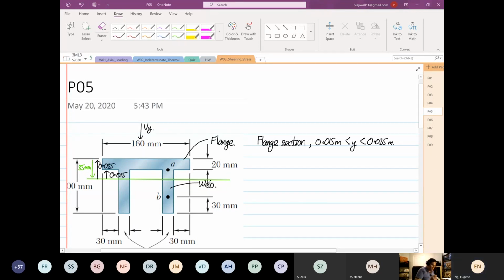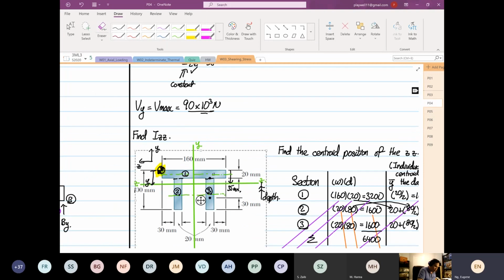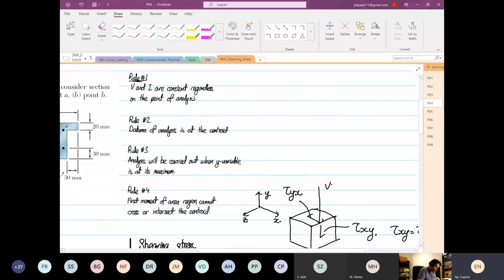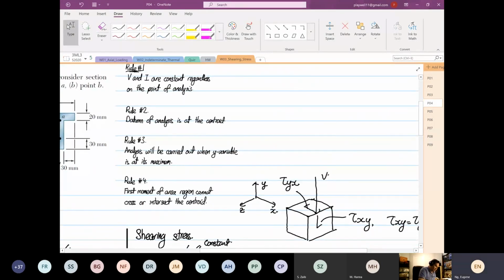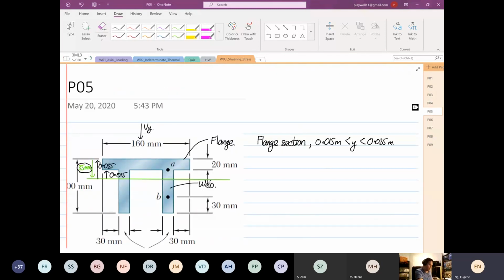0.035. Now, what rule did we apply? We know our centroid, this is the centroid from our datum, but all of a sudden the arrow flipped opposite. So which rule did we apply? If we go back to our rules, what did we say? The datum of analysis is at the what? At the centroid. Not at the datum that you pick, but it's from the centroid. Rule number 2. We are applying rule number 2 now.